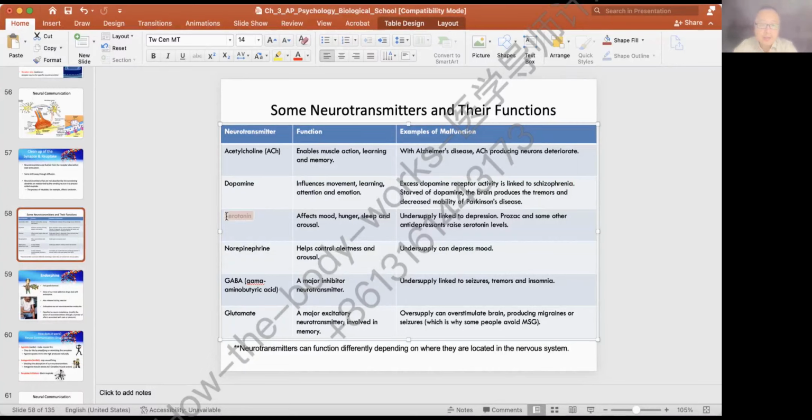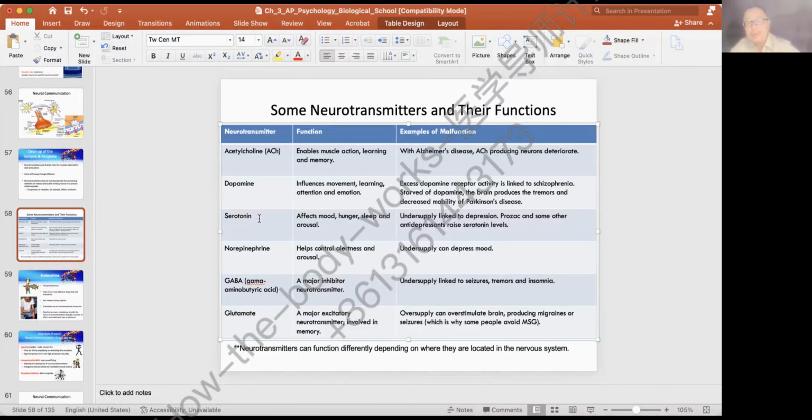Serotonin. We can briefly write serotonin as 5-HT, 5-hydroxytryptamine. Serotonin is also an excitatory neurotransmitter that affects mood, hunger, sleep, and arousal. But please remember, with a lack of serotonin secretion, the person possibly will get the disease called depression.